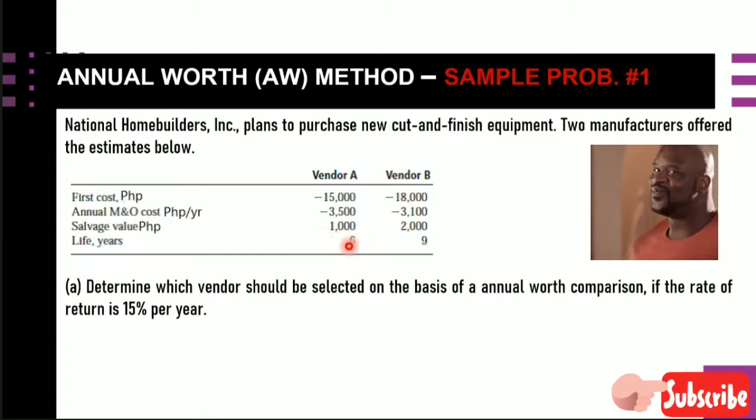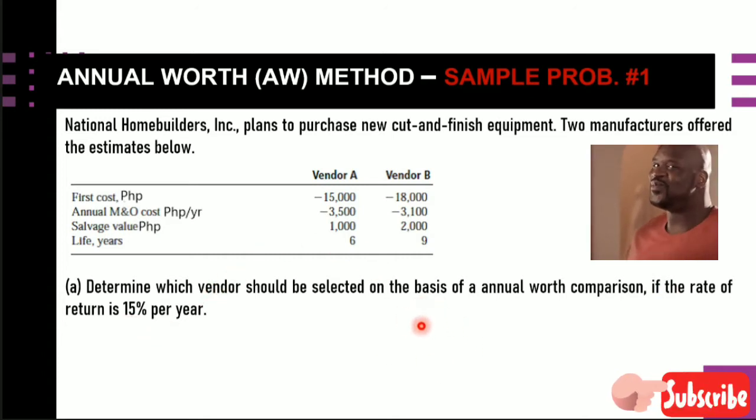So as you can see, they have different life: for vendor A 6 years, for vendor B 9 years. So probably in our previous lecture videos considering present worth and future worth method, we get their LCM. So their LCM is 18 years. And the question here is: determine which vendor should be selected on the basis of annual worth comparison if the rate of interest i is 15% per year.